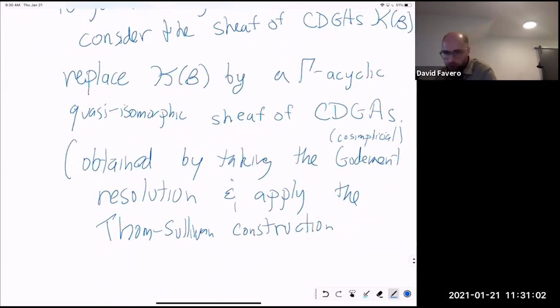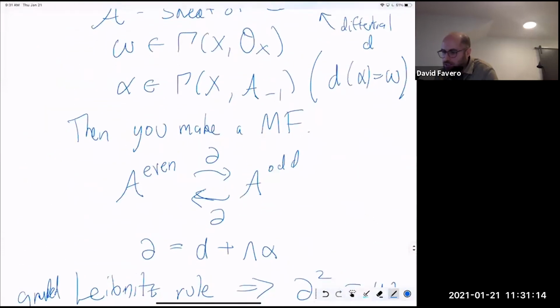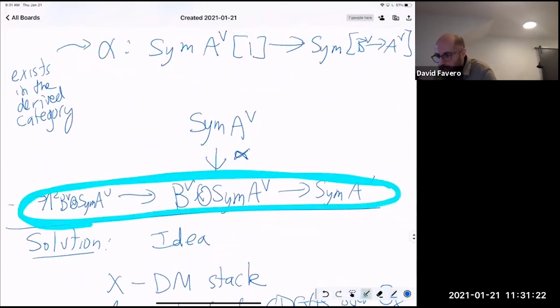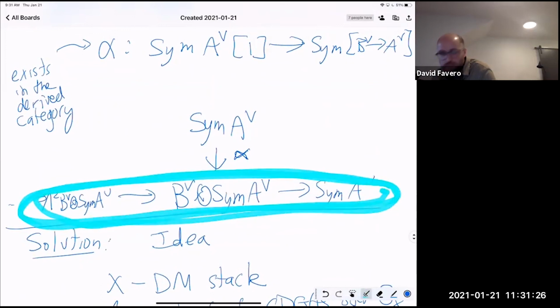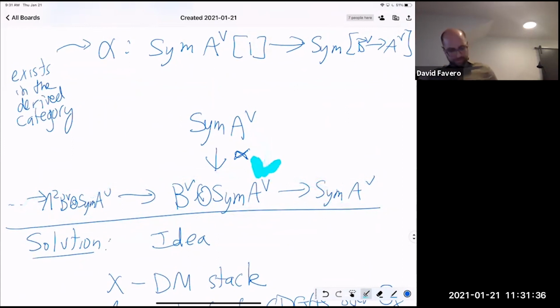Okay, and then the point was, if I go back up here, now this thing has been replaced by a flasque sheaf of CDGAs. So then this map alpha is always realizable at the chain level on the total space of A. So then you can construct a matrix factorization by this construction there, for this replacement. Okay, that's it.